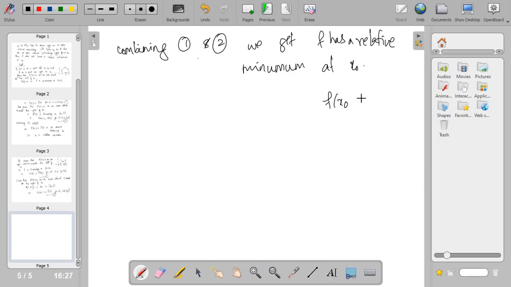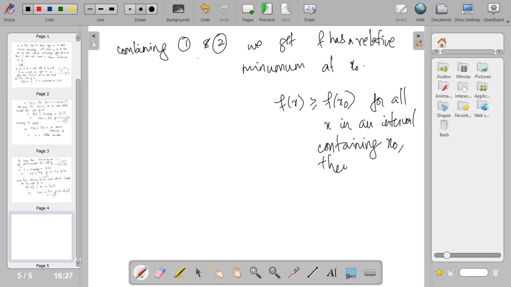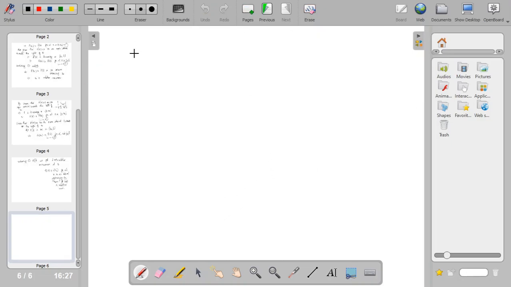If you have f of x greater than or equal to f of x naught for all x in an interval containing x naught, then f has a relative minimum. So that's the definition for a relative minimum. Therefore from the second condition, when it changes from decreasing to increasing, you will have a relative minimum. And now we will look at the third part.